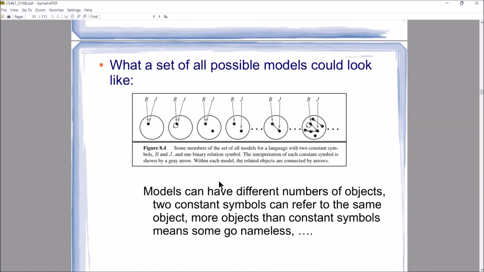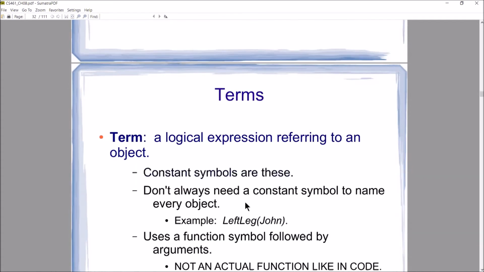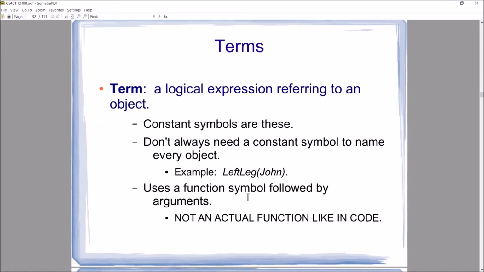All right, so next up, let's talk about terms. A term is just a logical expression that refers to an object. So constant symbols are terms. Now, you don't always need constant symbols to name every object. That's what I was showing you a second ago when we were going through all those different possible models. For example, we didn't need to name John's leg. We didn't have to have a constant symbol for John's left leg, call it Tom.